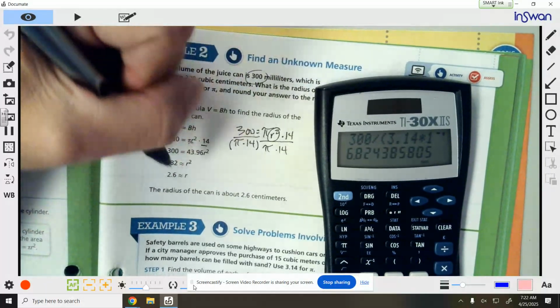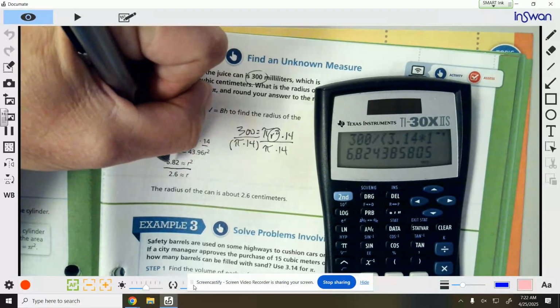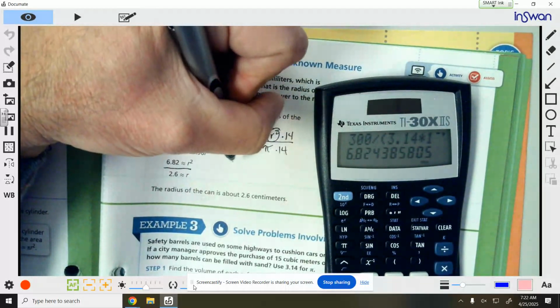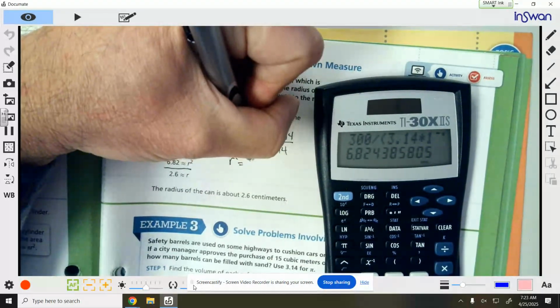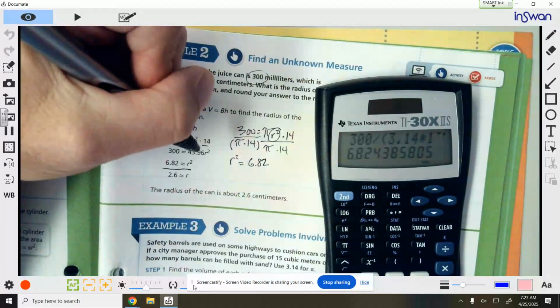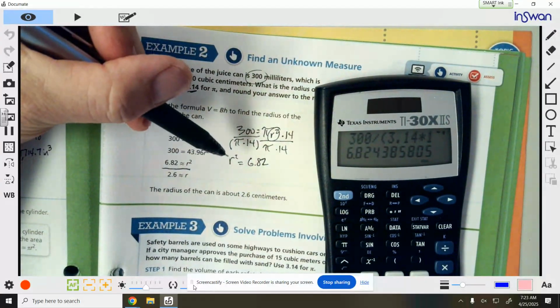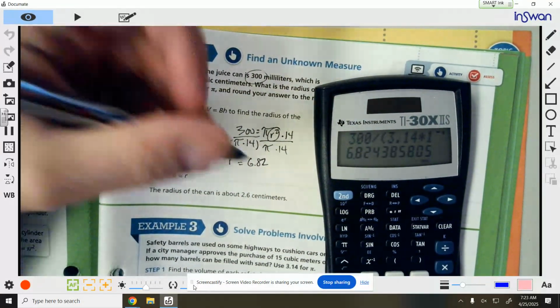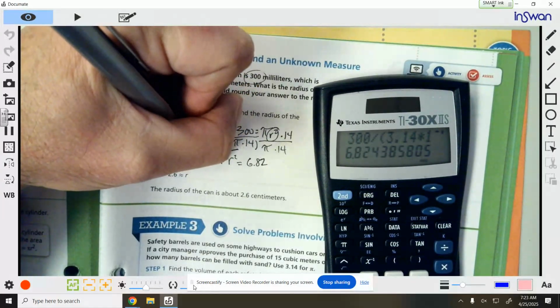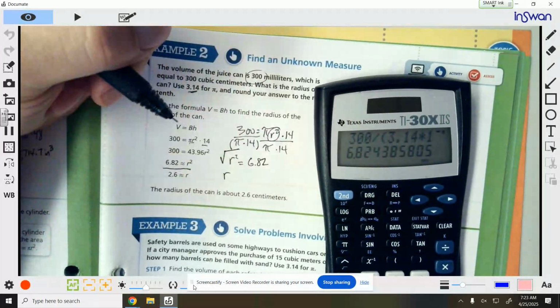And we see we do get what they say, r squared is equal to, that is approximately 6.82 because they've rounded it off. So r squared is approximately 6.82. Now that's not our final answer because we don't want to know what radius squared is, we want to know what just radius is. So to get that final answer, they go ahead and they take the square root of this because the square root of r squared is r.